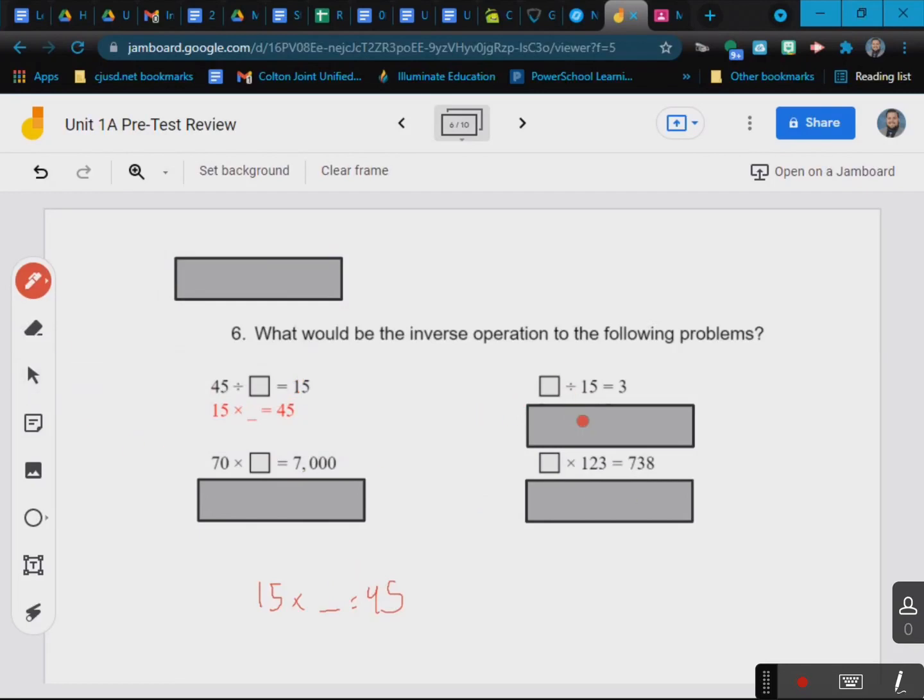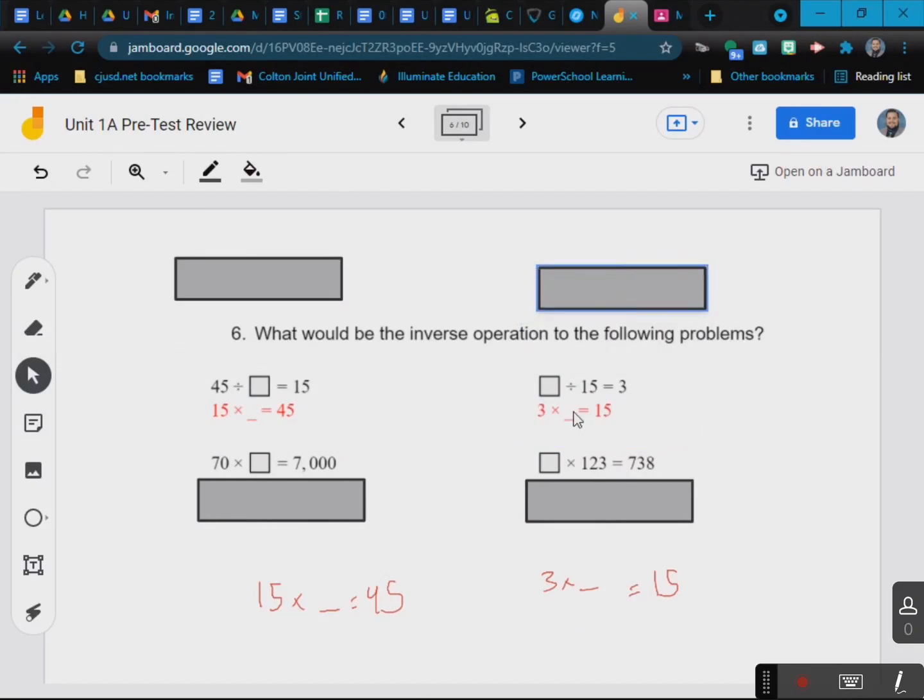Now, this one right here, it's blank divided by 15 is 3. So we know 15 is going to go as our answer. And it's 3 times blank. 3 times blank equals 15. And if you're curious what that blank is, it's 5. But you don't have to solve it. You're just doing the opposite, okay?